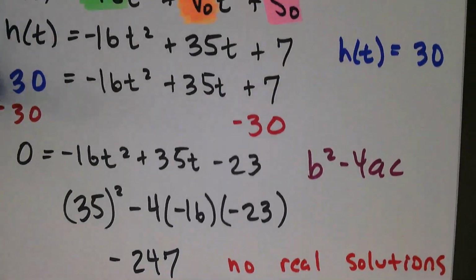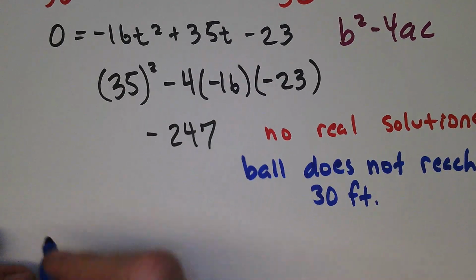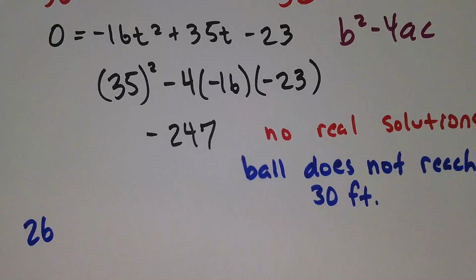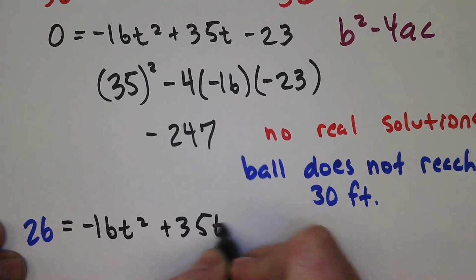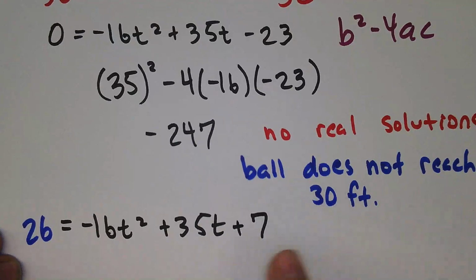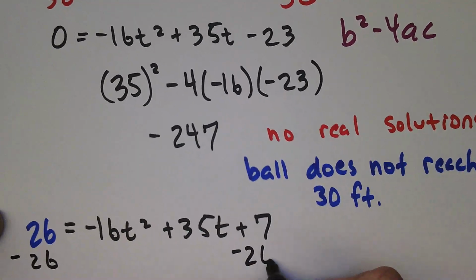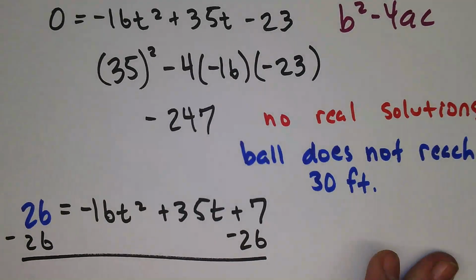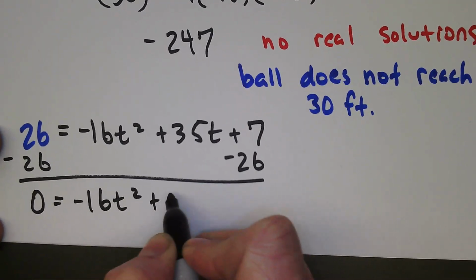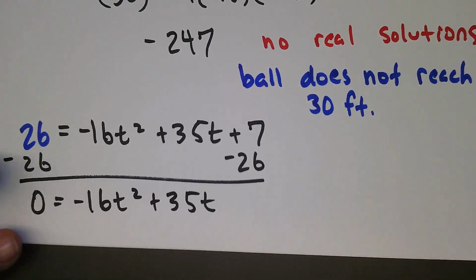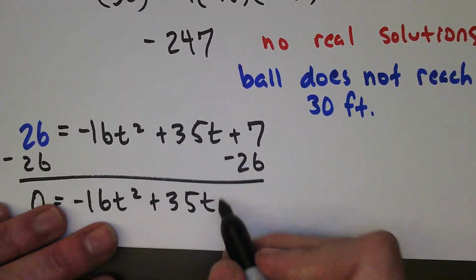We're going to do that same process now with 26 feet. We're going to plug the 26 in for the height. So we'll get 26 equals negative 16t squared plus 35t, the initial vertical velocity, plus 7, the point where the ball was thrown, the initial height. We'll subtract the 26, giving us an equation now set equal to 0. I think it's negative 19. 7 minus 26, yeah, negative 19.